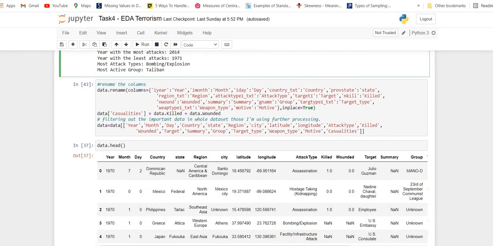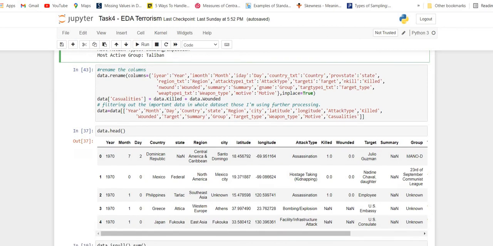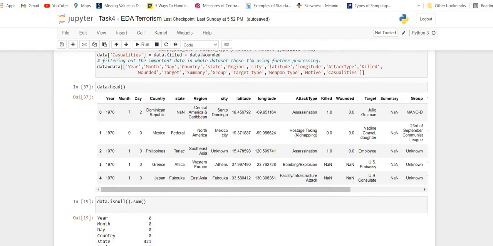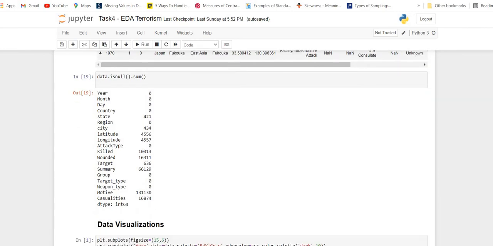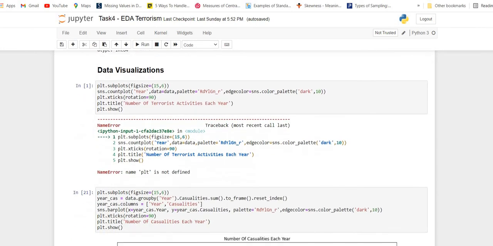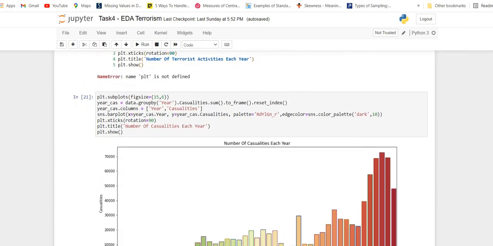Here I have filtered out some of the columns, and here is the list of the columns which I have filtered out. These are the missing values or the null values in the data set. So let's now see the visualizations.